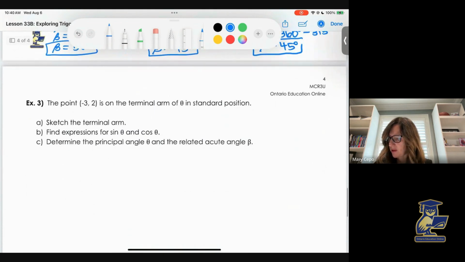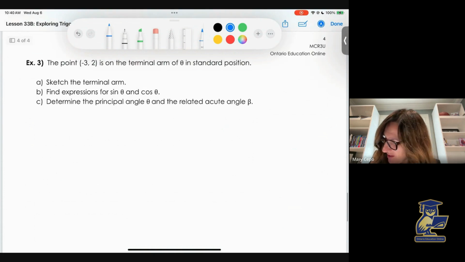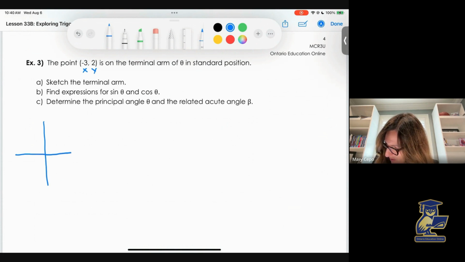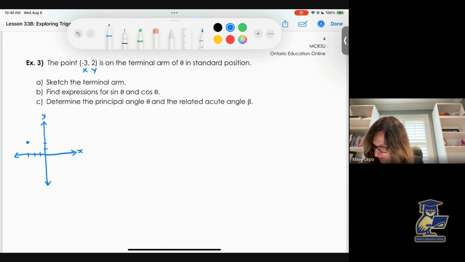Now, moving into example number 3, we have: sketch the terminal arm, find the expression for sine theta and cosine theta, and determine the principal angle theta and the related acute angle beta. Okay, so first thing we do, the sketch is always a good idea because we have that visual of what our angle looks like. So let's quickly do that. We know this is X, this is Y. So again, a quick little sketch. X is -3, so 1, 2, 3. Y is +2, so plotting that. Quick little sketch, but again, we want to make sure we have a visual of what's going on.